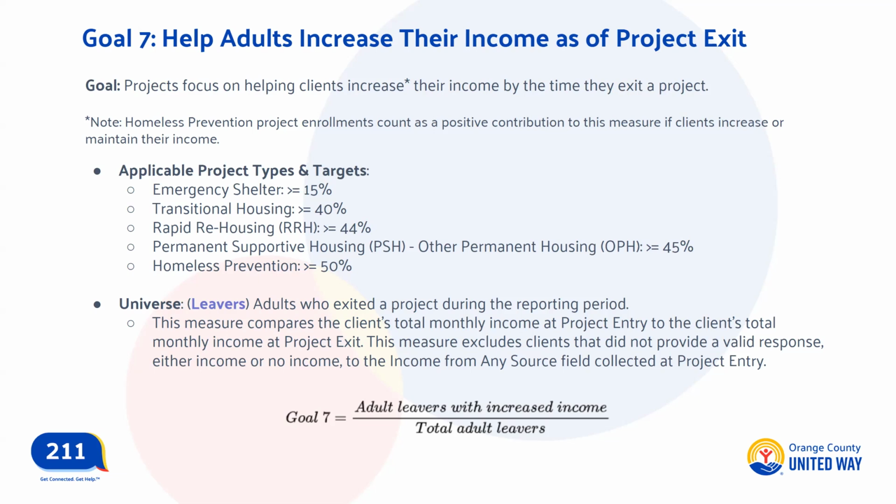And we've also included the visual to show how Goal 7 is calculated, which is like Goal 6, but for leavers. So the number of adult leavers with increased income over the total number of adult leavers during the reporting period.